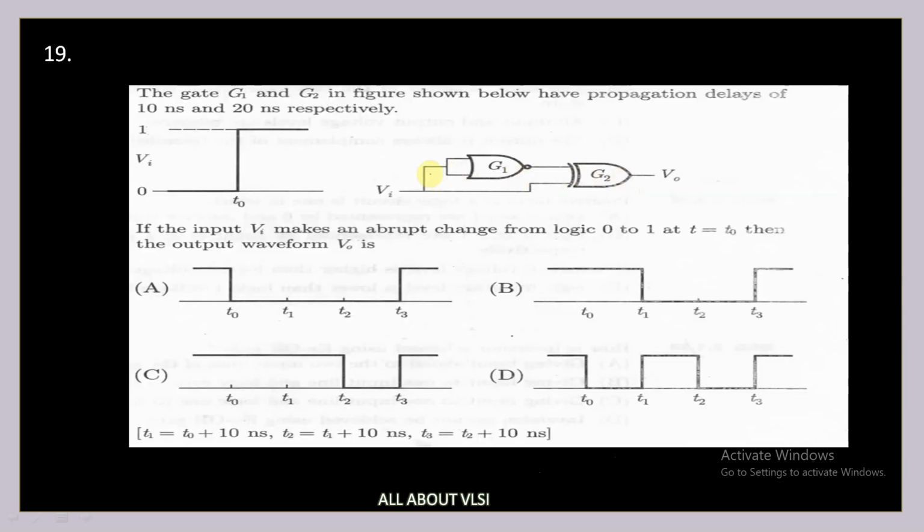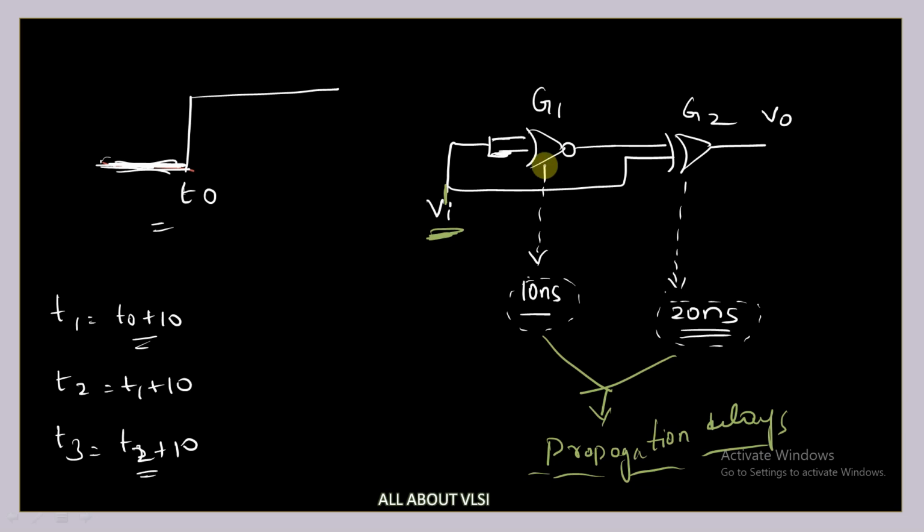Is this diagram correct? Yeah, Vi. So if I apply, let's say, Vi equal to 1 to this NOR gate, then 1 plus 1 is 1 and NOT of 1 is 0. If I apply 1 here, then I get 0, and if I apply 0, then I get 1. That is, this particular NOR gate is working as a NOT gate.